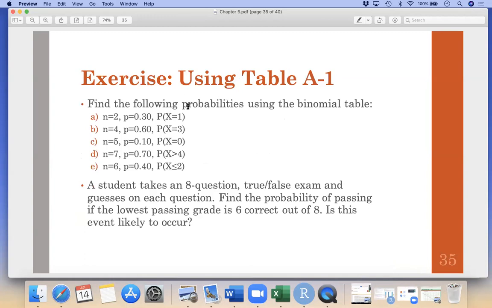Find the following probabilities using the binomial table. So you have to use the table. Here, in the first question, we have n and we have p. If we know n and p, we can find this probability. Normally we can find this using the binomial probability formula, but now we are going to use the table. So you don't need to use that formula. Just use the table and write the value. That is the final answer. Now I will show you how to do this.